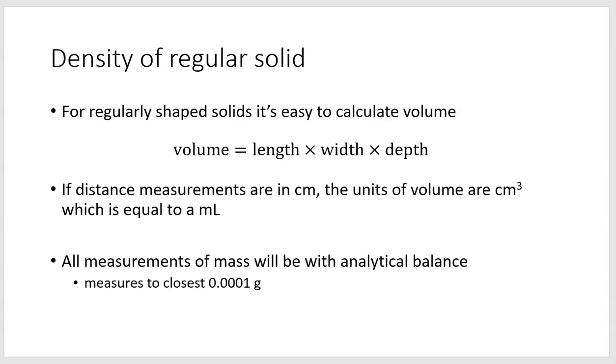We're going to make measurements in centimeters, and that has the advantage that when we multiply 3 distances in centimeters together, the volume units will be centimeters cubed, and a cubic centimeter and a milliliter are equal to each other. So whether somebody says grams per centimeter cubed, or grams per cubic centimeter, or grams per milliliter, all 3 of those ways of saying units are actually equal to each other.